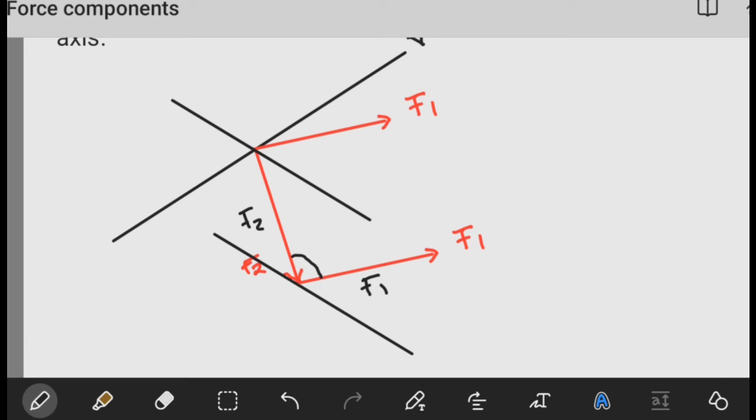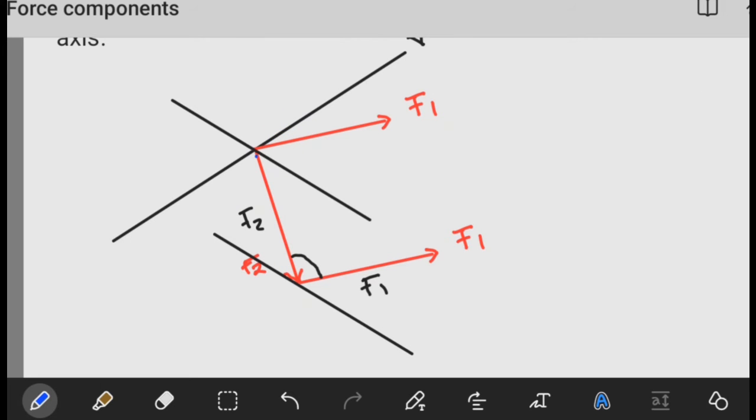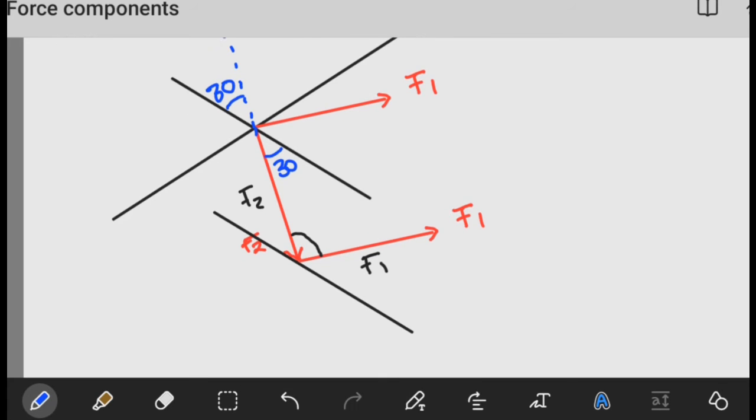Well, for starters, if I was to extrapolate, for my extrapolation, let me go blue. So if I was to extrapolate this, the line of action for F2, it would come a little bit like this. And this side, this is given as 30 degrees according to the question. So we expect this angle here to also be 30 degrees. Now, what does that imply? Well, if this is 30 degrees, then the angle that will be here is also going to be 30 degrees. So we expect this angle to be 30 degrees.